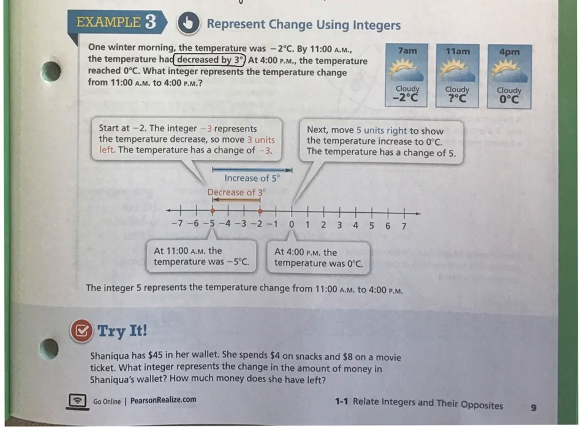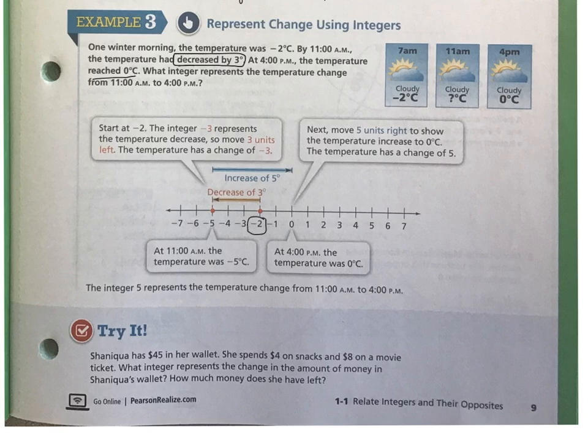At 4 p.m., the temperature reached 0 degrees. What integer represents the temperature change from 11 a.m. to 4 p.m.? So we can use a number line to help us solve this problem. First, start at -2. That's our beginning temperature.